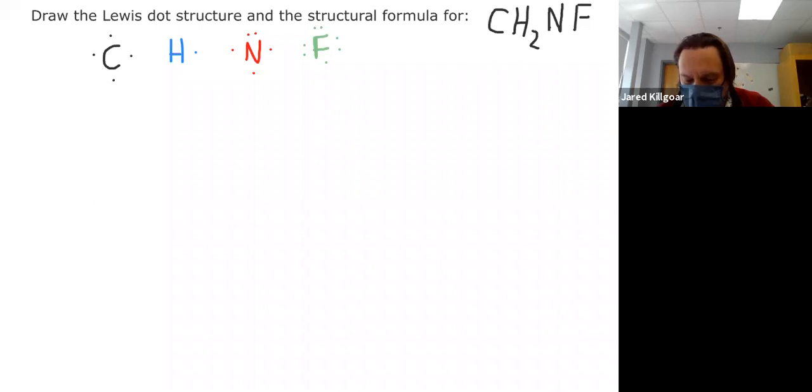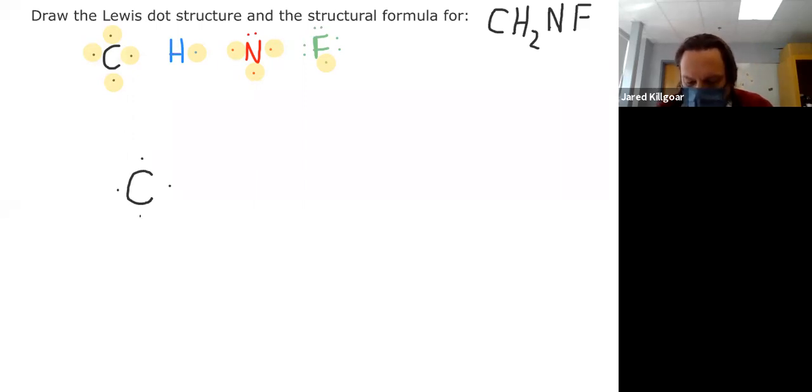So I like to make sure I identify my bonding electrons just to make sure I make the proper number of bonds with everything. So let's start off with my carbon. You can start off with your carbon or your nitrogen here, both of which make multiple bonds. So I'm going to start off with my carbon and have my 4 valence electrons.